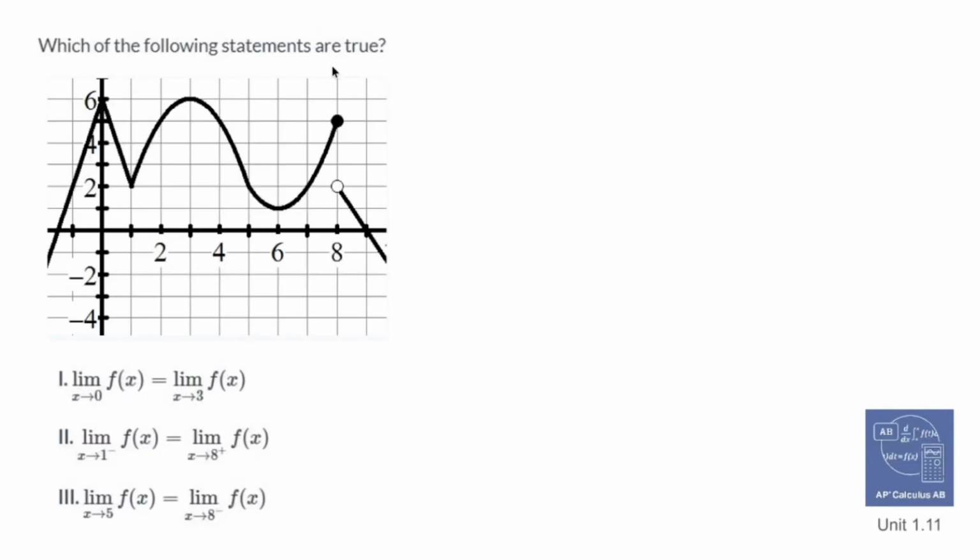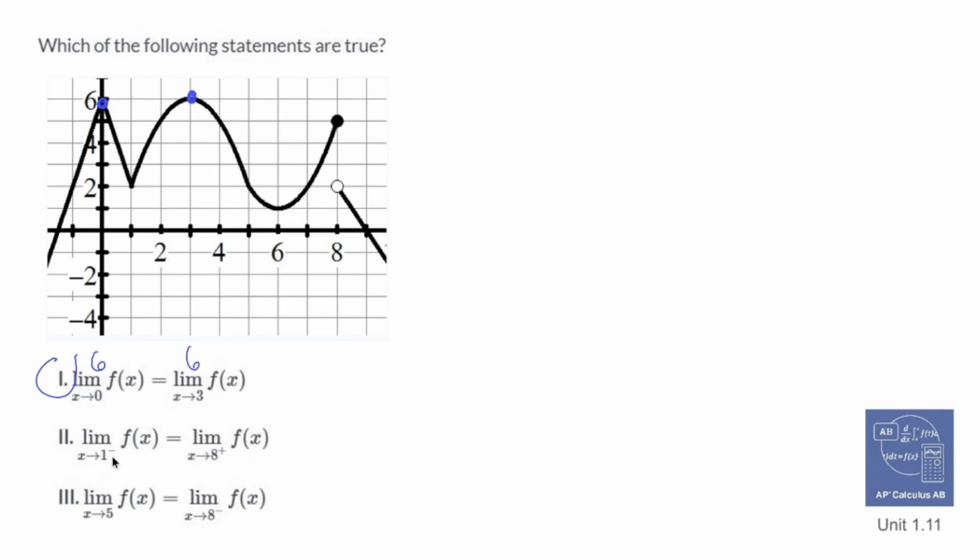Which of the following statements are true? All right, we have this wacky looking graph here that doesn't make sense, and we are told that the limit as x approaches 0 of f of x equals the limit as x approaches 3 of f of x. Well, let's find out what each of those are. The limit as x approaches 0 of this picture appears to be 6. The limit as x approaches 3 of f of x appears to also be 6. So this one is true.